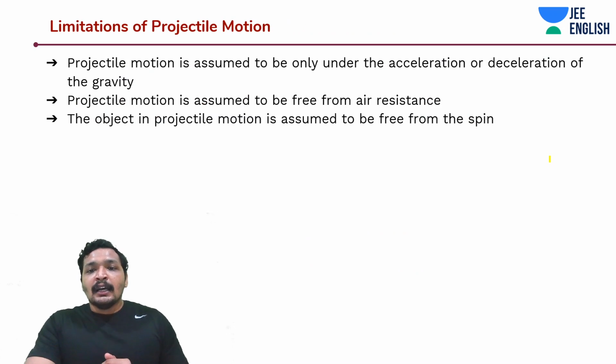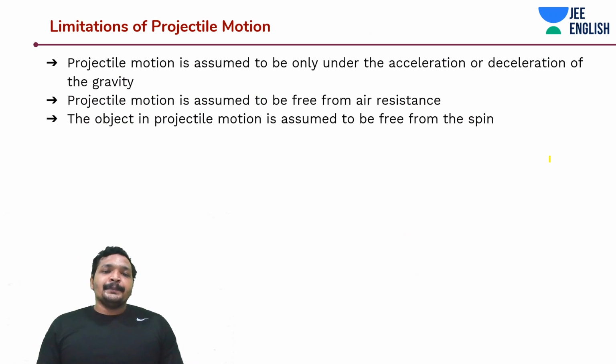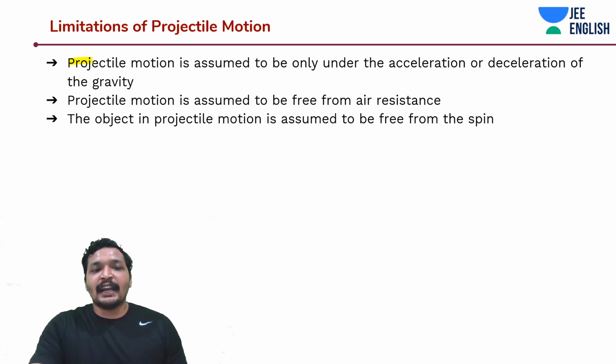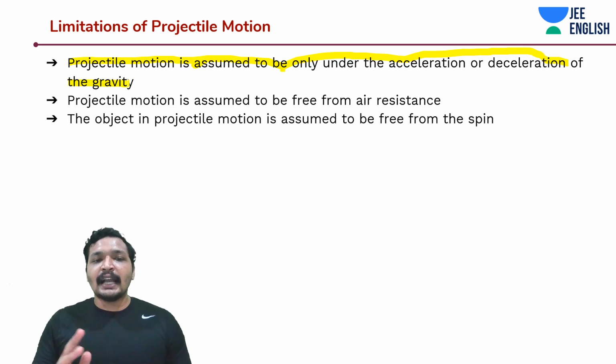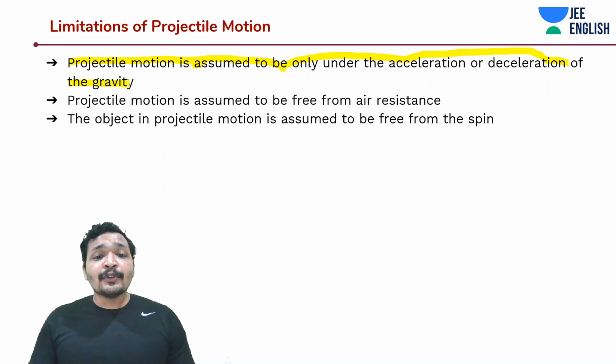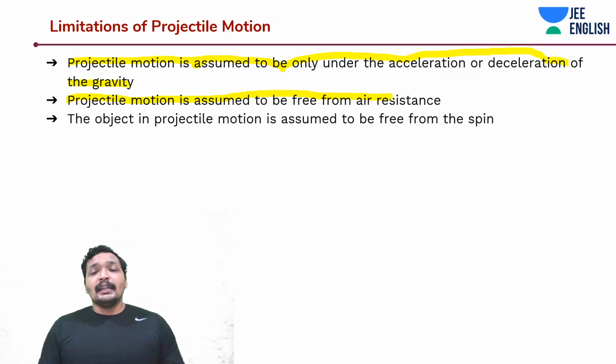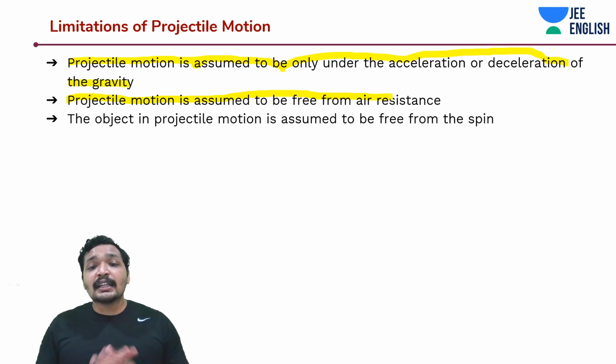Okay, guys. There are some limitations of projectile motion. Projectile motion is assumed to be only under the action of gravity, which might not be true in real cases. You deliver some sort of force, but in an ideal projectile motion, it is only under the action of gravity. And projectile motion is assumed to be free of air resistance. That means in a projectile motion, we assume that there is no air viscosity drag on the object.